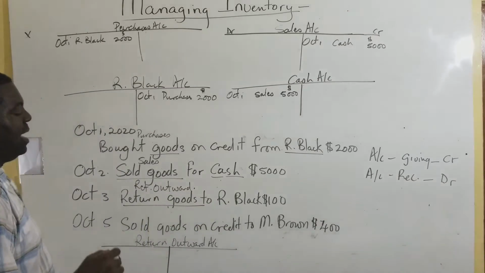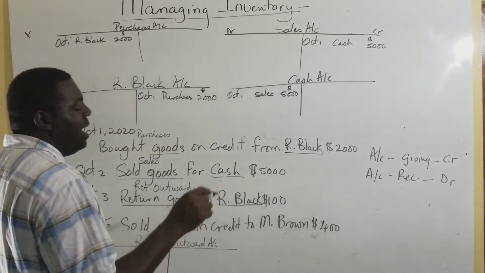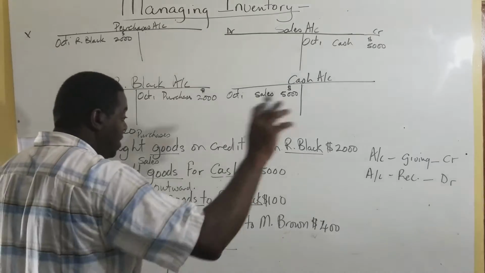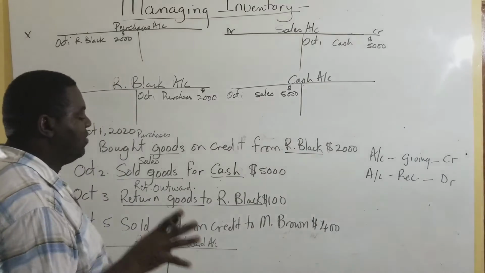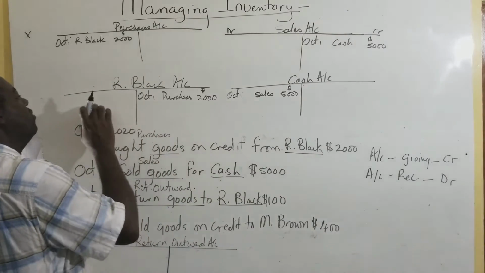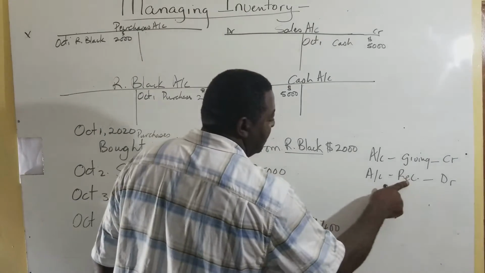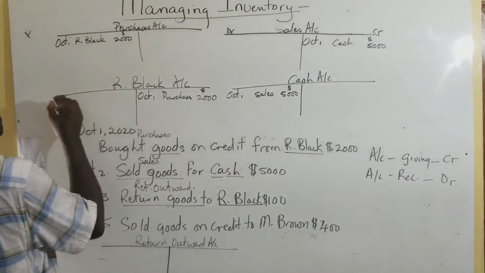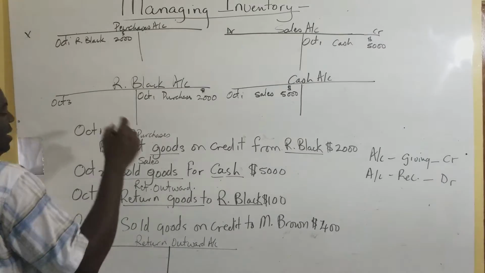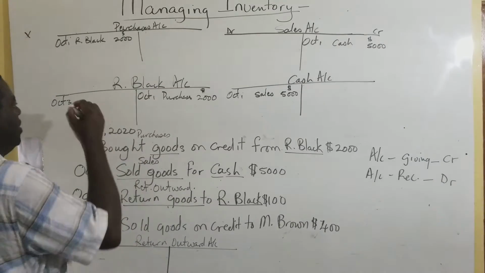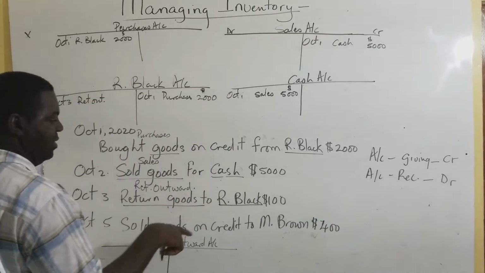And the next account would have been R Block. We're returning goods to R Block. R Block is receiving it because we're returning it to him. So it is going to him. In R Block's account, we're going to record it on what? The debit side, because accounts that receive, we debit. So we put it here. The date here is October 3rd. And the name of the other account in the transaction would have been returns outward, and the amount is, how much is it returned?